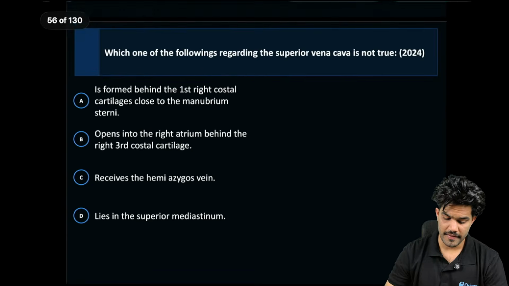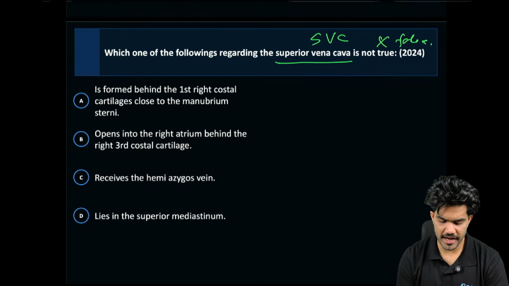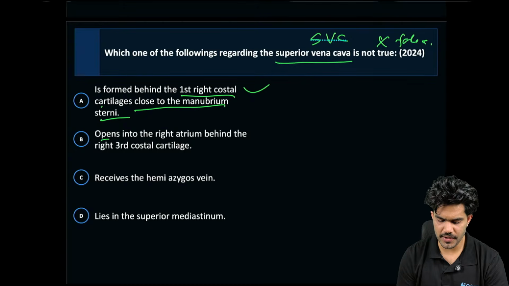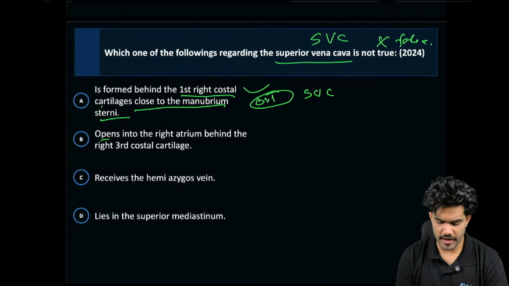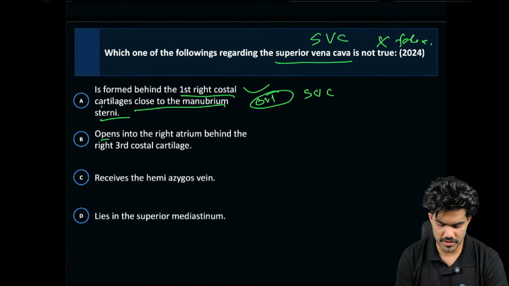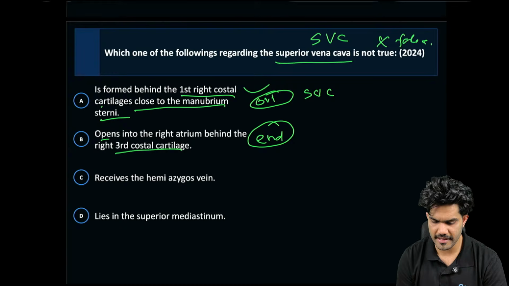Okay. Next question. Which one of the following regarding superior vena cava is not true? Okay, false. It is formed behind the first costal cartilage close to the manubrium sterni. Yes, it's true. This is the origin of the SVC. It opens into the right atrium behind the right third costal cartilage. Yes, opens means it is ending, yes, it's true.